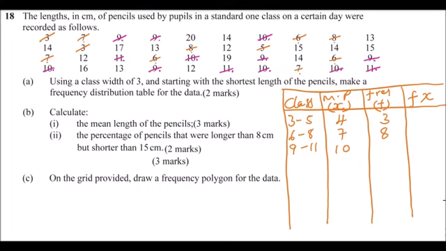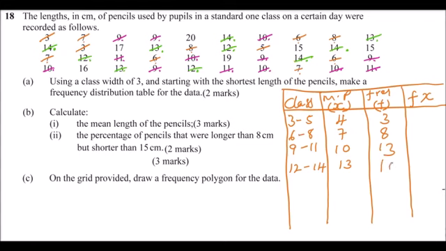Our next class is from 12 to 14. The midpoint here is 13. So we count the number of data in between 12 and 14. Here we have 1, 2, 3, 4, 5, 6, 7, 8, 9 and 10. So the frequency here is 10.